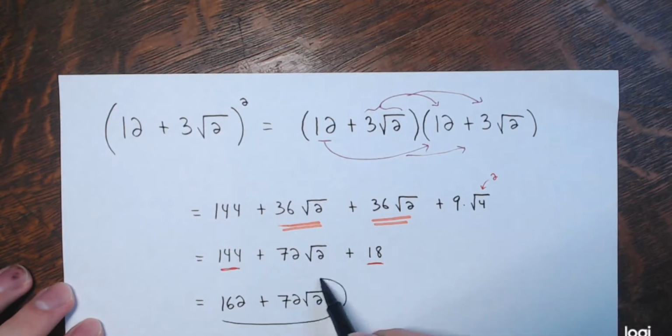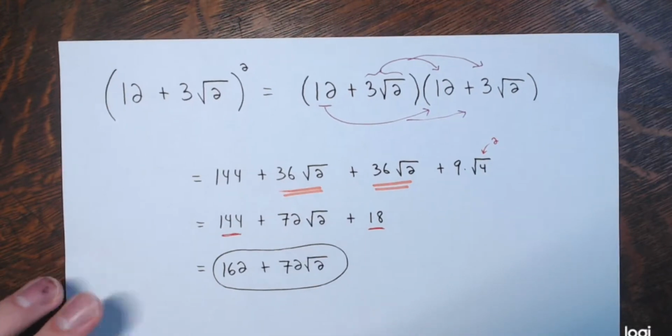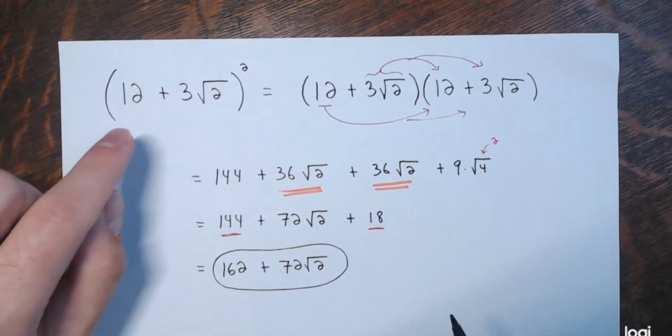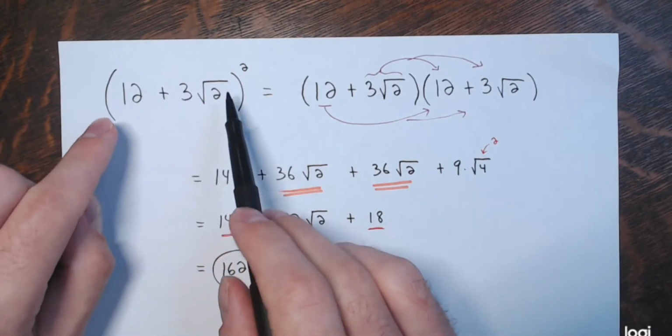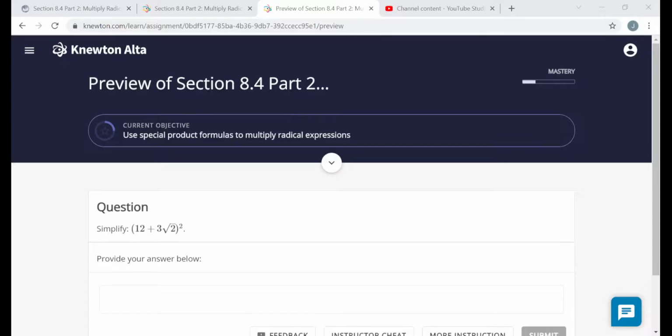And once again, these do not go together at all. This is a radical term. This is not. Can't add radical terms with non-radical terms. So this is it. And like in the first example, I'll leave it to you though. Use a calculator. Check this out. See if the expression in the beginning is the same as the expression I have here in the end, and it should be. Alright, so I'm going to enter 162 plus 72 times the square root of 2.